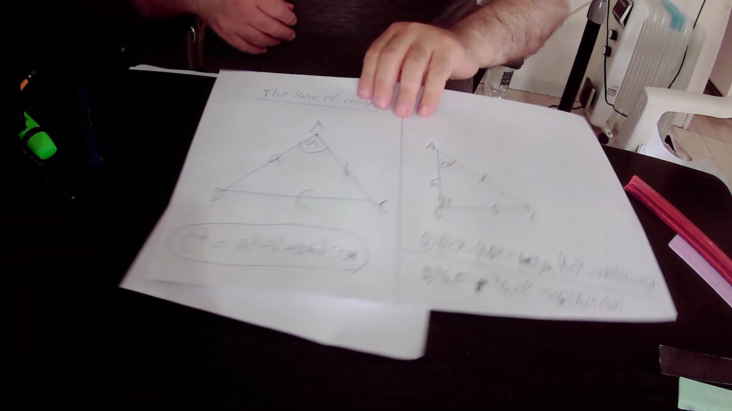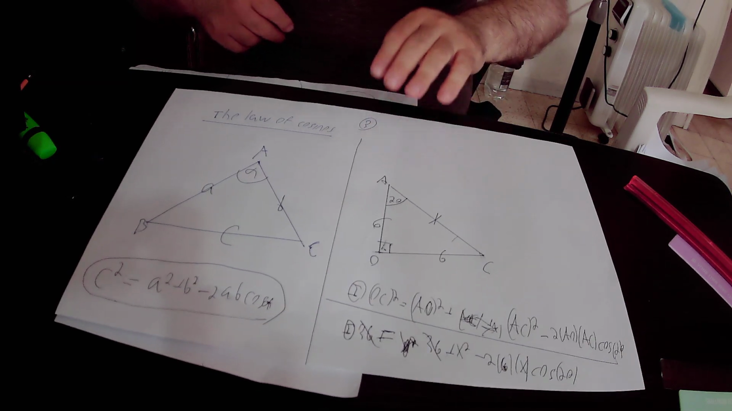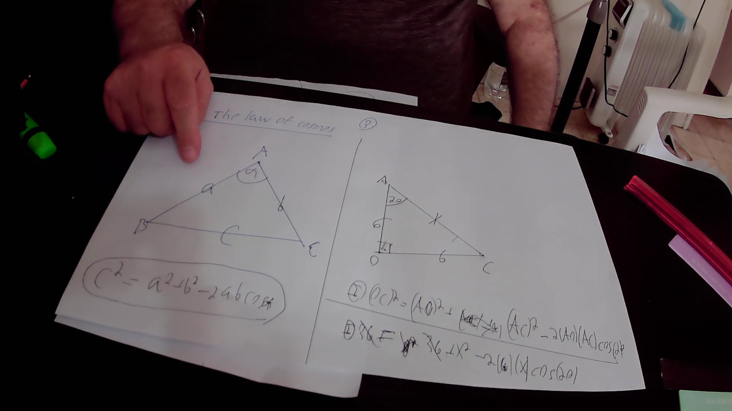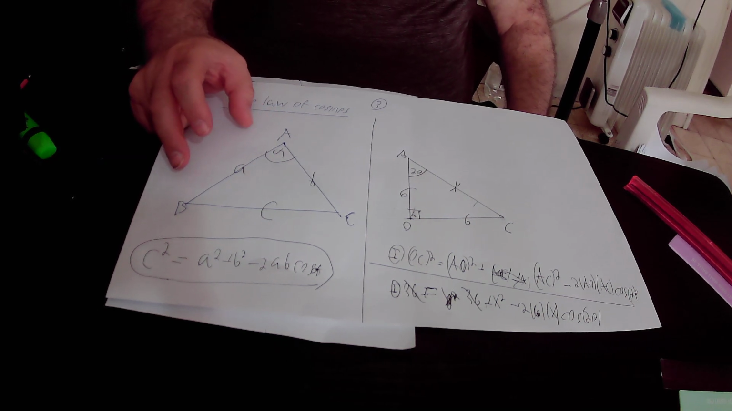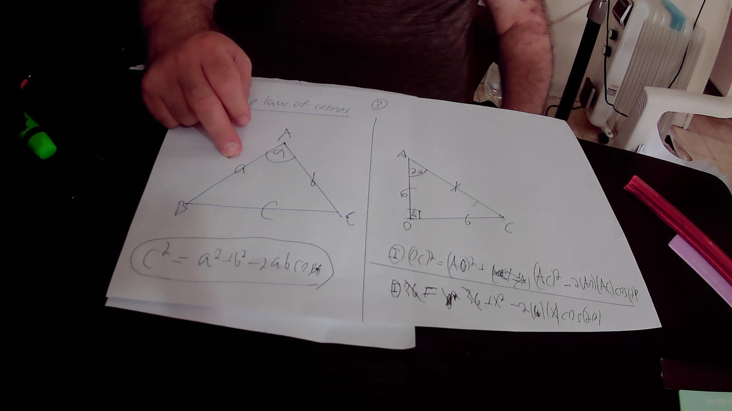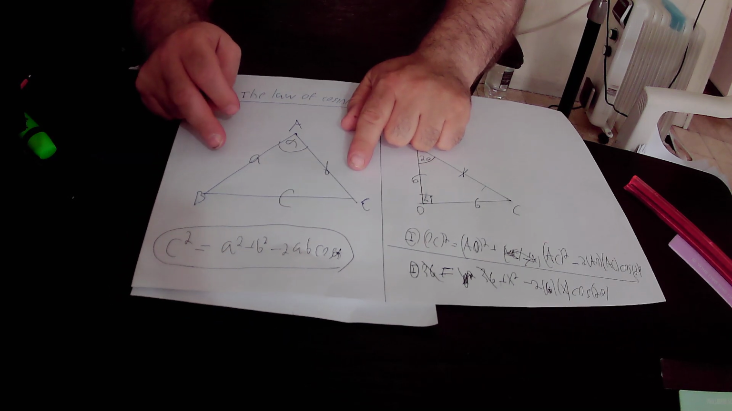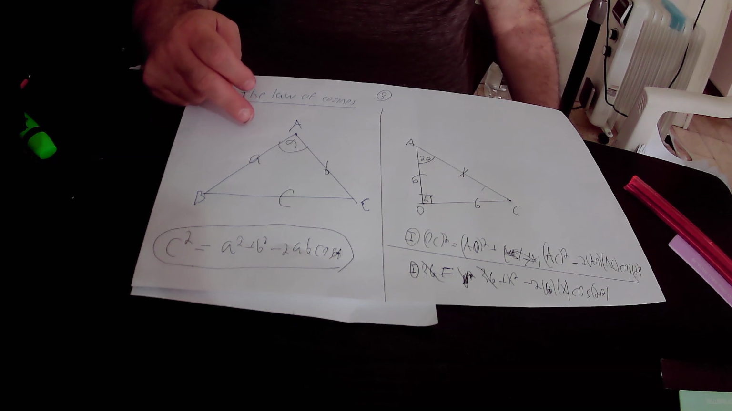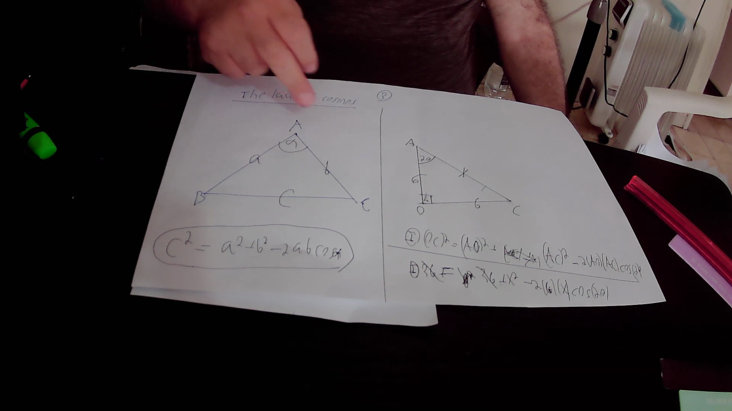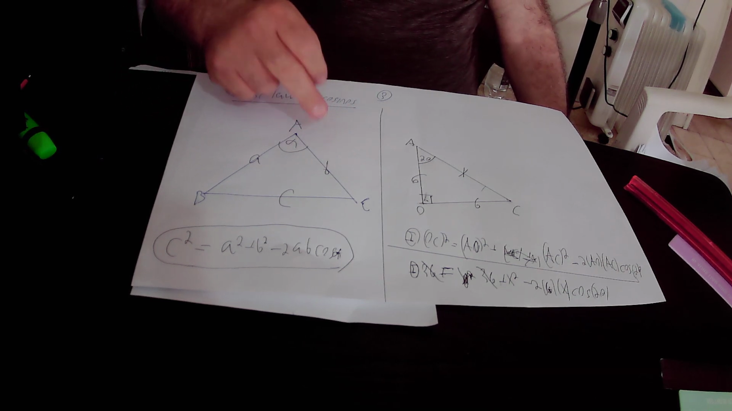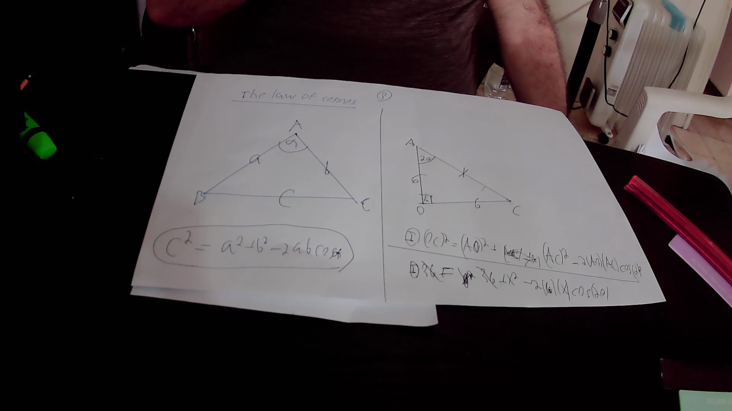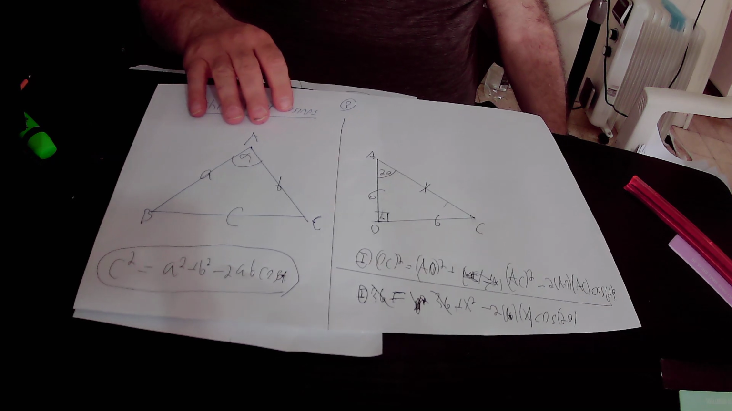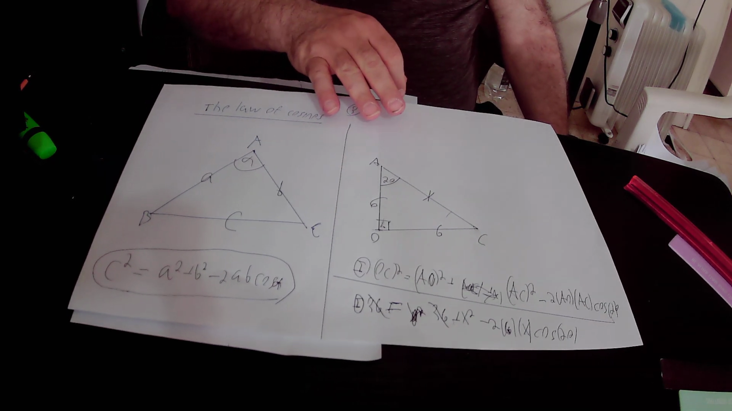The law of cosines is true in any triangle. So in any triangle ABC, we know that side AB equals A units in length, side AC equals B units, and side BC equals C units. Then, according to the law of cosines, C squared equals A squared plus B squared minus 2 times A times B times cosine alpha. This equation is true in any triangle.